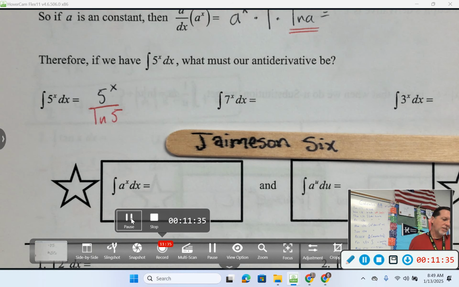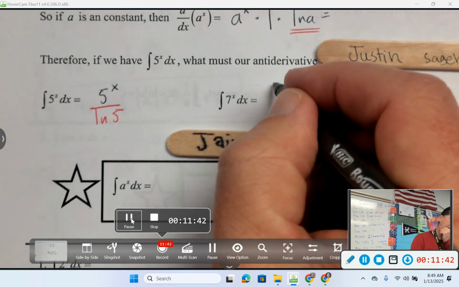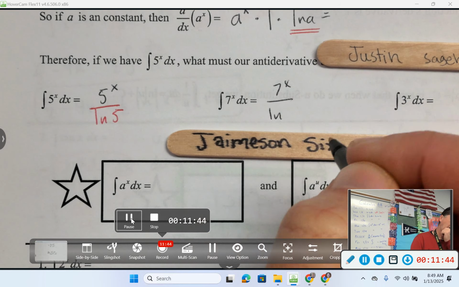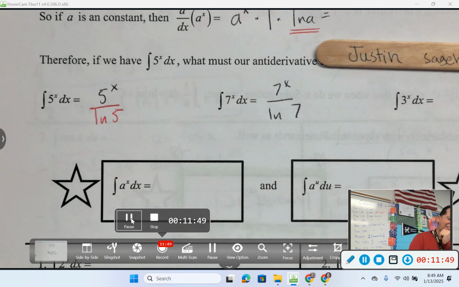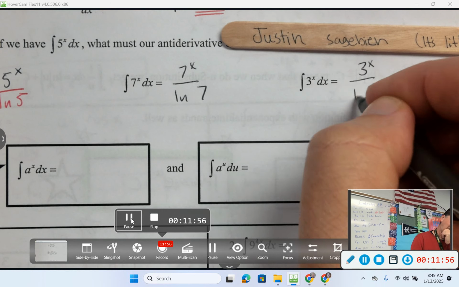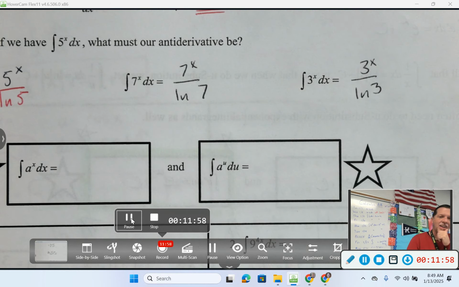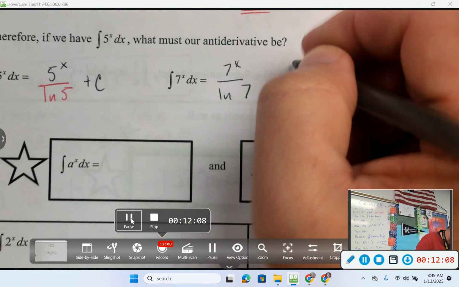Jameson, how about the antiderivative of 7 to the x? 7 to the x over the natural log of x. Over the natural log of what? 7. It's 7. Justin, the antiderivative of 3 to the x? I'm going to say 3 to the x over the natural log of 3. That would be right. Oh, I made a small mistake, although I guess maybe it's a major mistake. I don't know. On all 3 of those, plus c. Some of you had said plus c early on, and I didn't write it down.